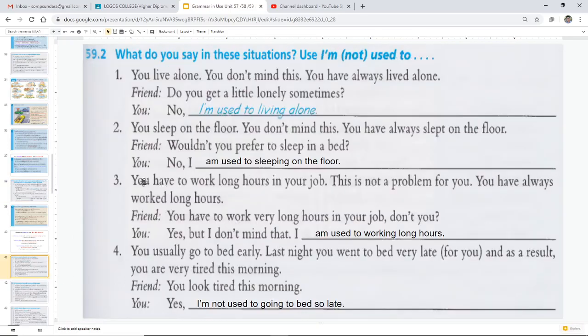Number 3 was your first one you had to answer. You have to work long hours, but you say, yes, that's okay. I don't mind because I am used to working long hours. Number 4, you usually go to bed early. You look tired. Why? Yes, I am not used to going to bed so late. Or you can say, yes, I am used to going to bed early.